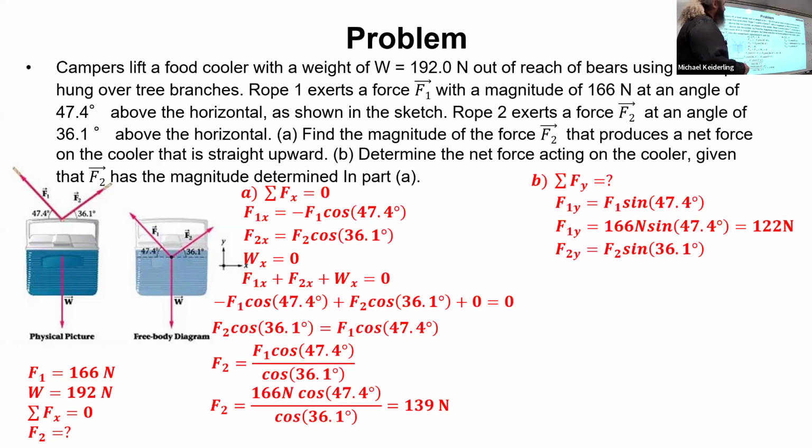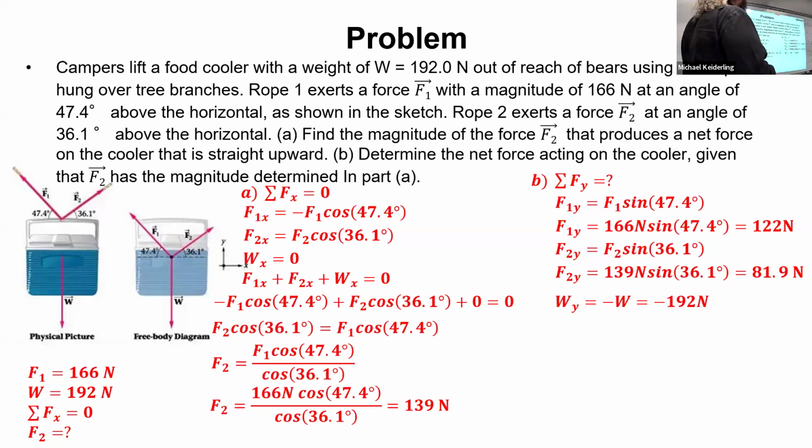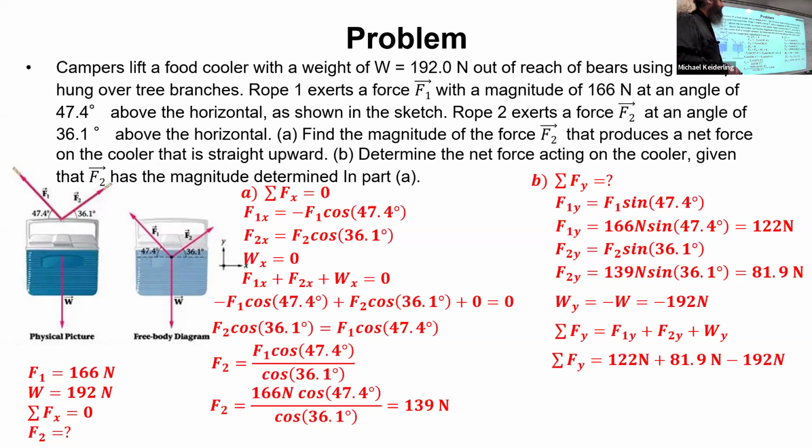We can also find force 2y. That's force 2 times sine of 36.1 degrees. So 139 newtons from our previous answer times sine of 36.1 degrees, so 81.9 newtons. And weight in the y direction, well, that's just negative weight, so negative 192 newtons. So we can add all three of these up. The net force in the y direction is force 1y plus force 2y plus weight y. So 122 newtons plus 81.9 newtons minus 192 newtons. So the net upwards force is 11.9 newtons.